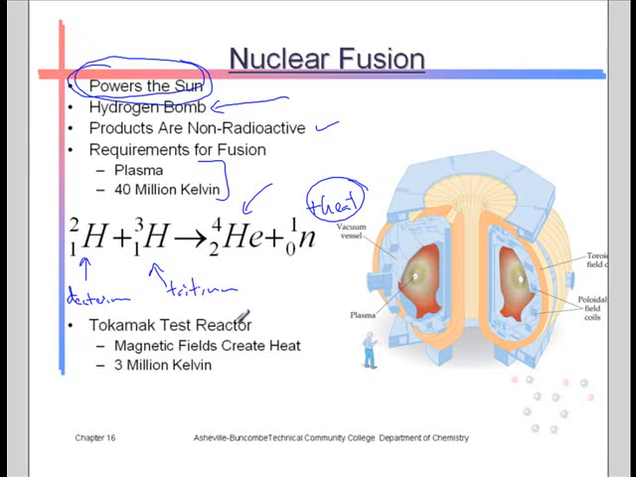The tokamak test reactor that is shown in the figures from the book can use magnetic fields to generate the heat required to drive these types of reactions forward, but you can only reach 3 million Kelvin at this point. That's really hot, but it's not anywhere near the 40 million Kelvin that's required, I guess, for a sustainable type of fusion reaction.